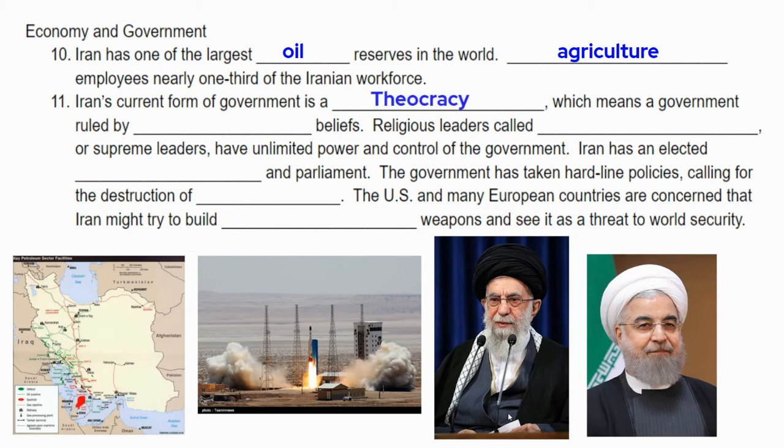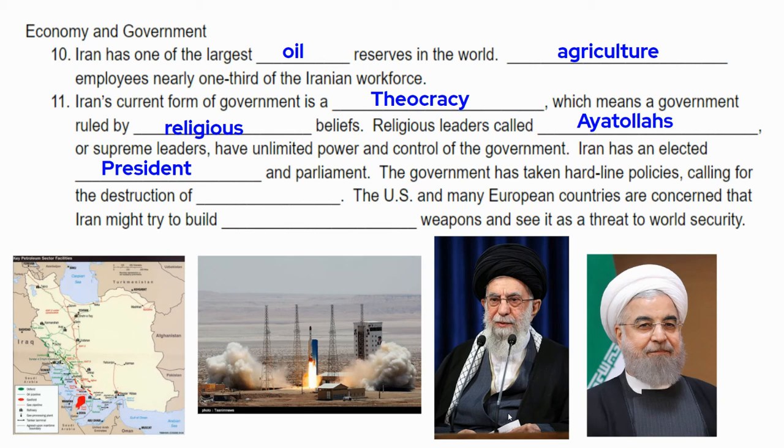So, Iran's current form of government is what we call a theocracy, which basically means that the government is ruled by religious beliefs. And the head of government is technically a religious leader known as an ayatollah. This is their supreme leader. They have unlimited power. And for the most part, they can control the happenings in government. Iran has an elected president and an elected parliament, but they really take their lead from the ayatollah.